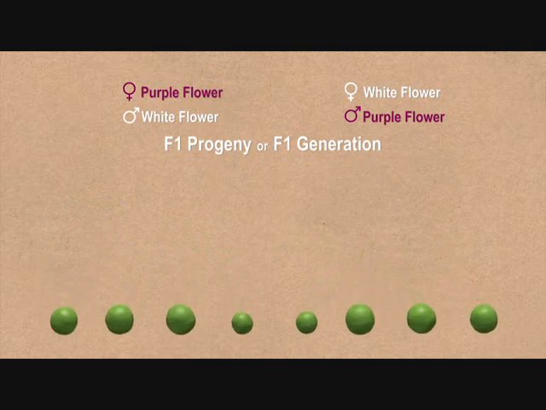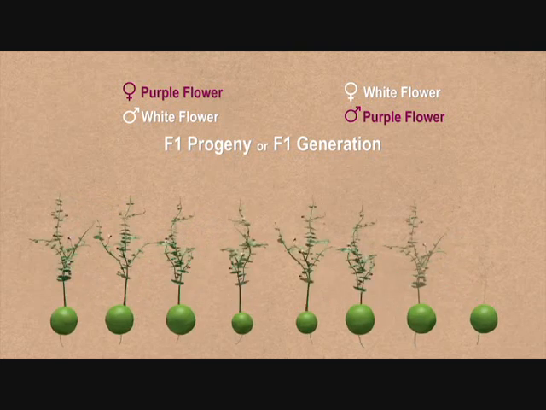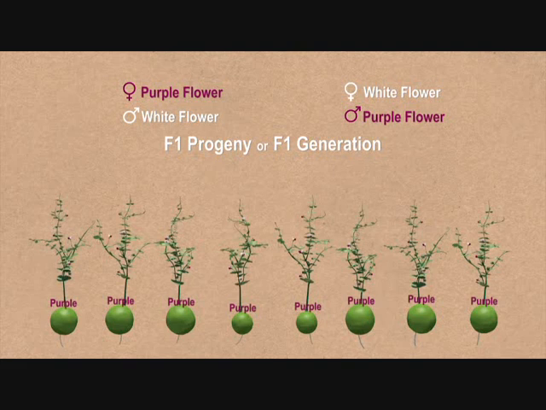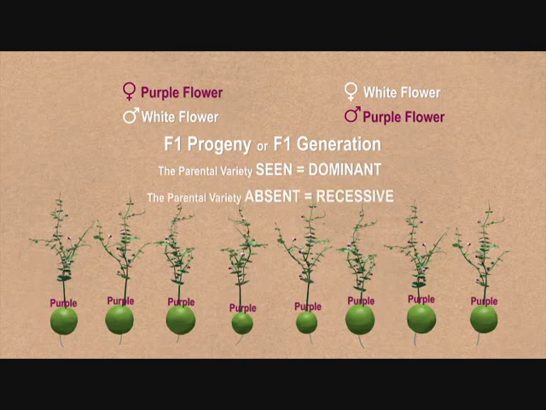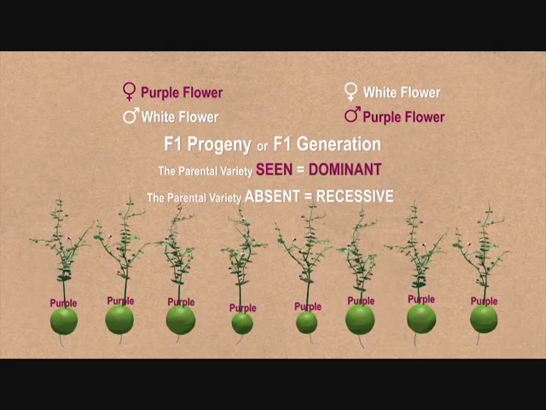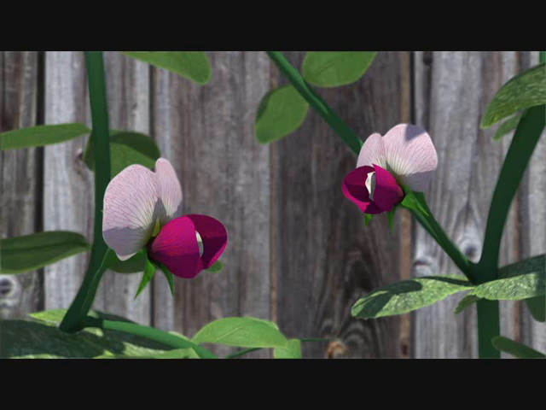All the progeny in a cross like this will resemble one of the parents regardless of the parental phenotype. The parental variety seen amongst all the F1 progeny is considered the dominant trait. The parental variety that is absent in the F1 is the recessive trait. So for this cross, purple flower color is dominant and white is recessive. A Mendelian cross will continue for at least 1 more generation.